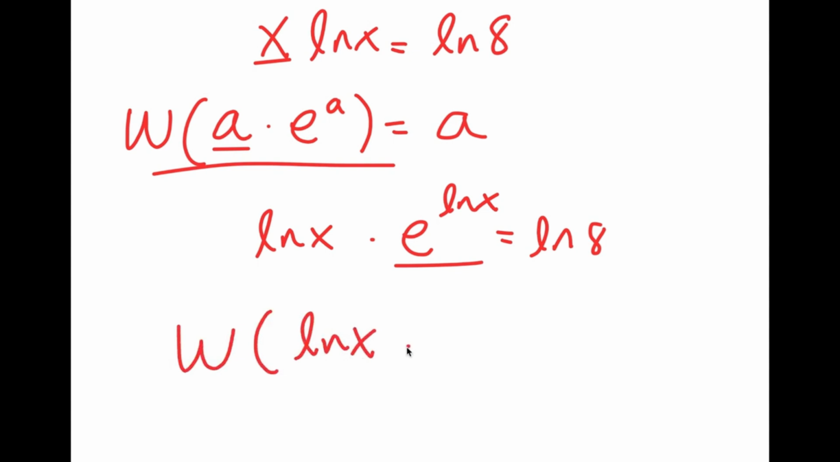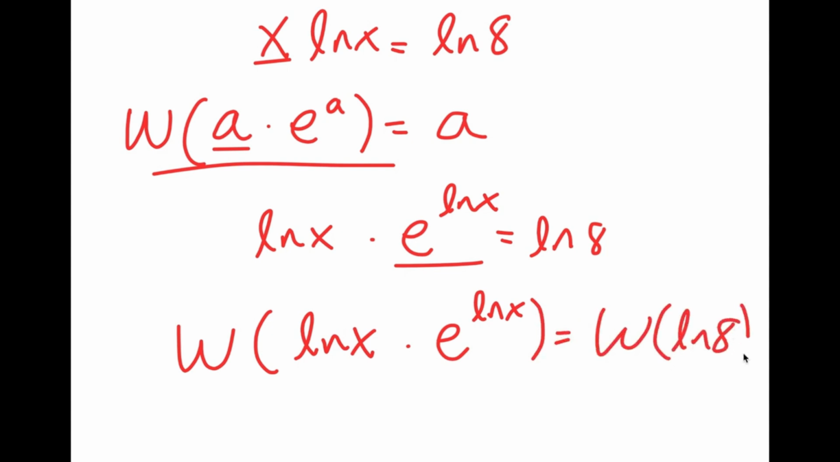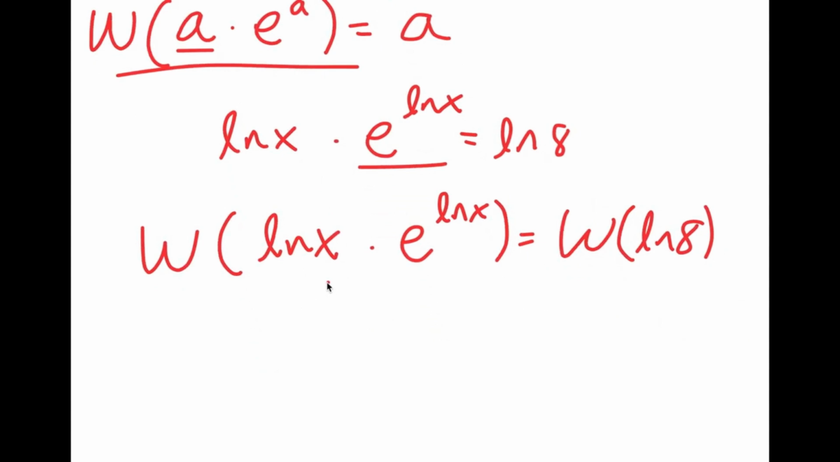So I have W of ln x times e to the power of ln x is equal to, what I have to do on one side, I have to do on the other side, so W of ln 8. And this simply turns into ln x is equal to W of ln 8.